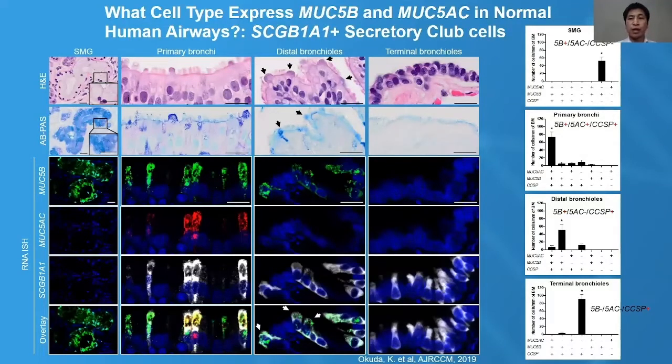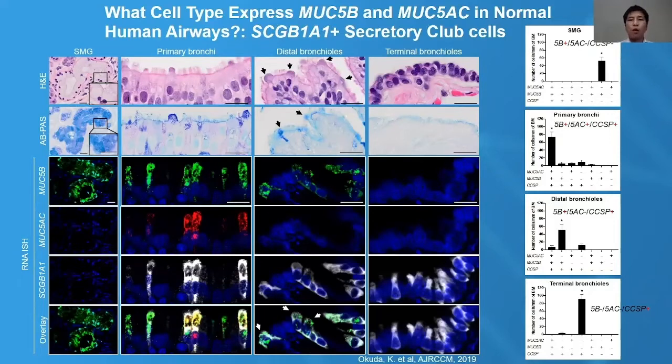secretory club cell marker CCSP. The gene name is SCGB1A1. In normal human airways, we found that both 5B and 5AC are expressed in SCGB1A1 positive secretory cells throughout the airway. However, expressed mucins are region-specific, consistent with 5AC or 5B regional distribution.